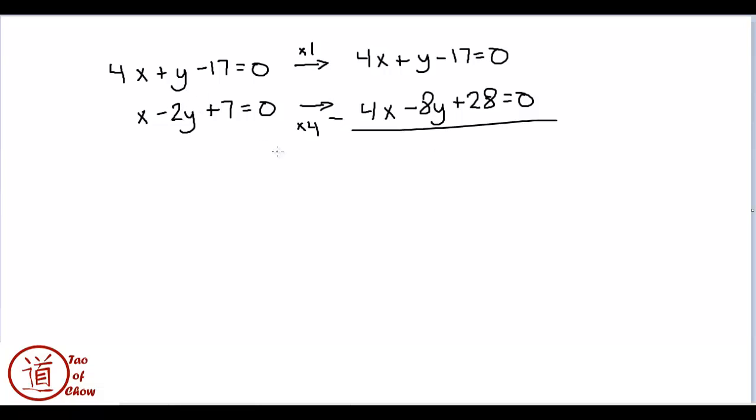Instead, I should choose subtraction, so I get 4x minus 4x, which is just 0. Okay, then I have y minus negative 8y, which is 9y, and then negative 17 minus 28, which is negative 45, is equal to 0. Okay, then I end up with 9y is equal to 45, and y is equal to 5.